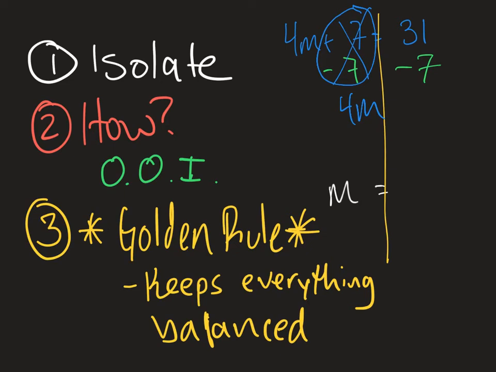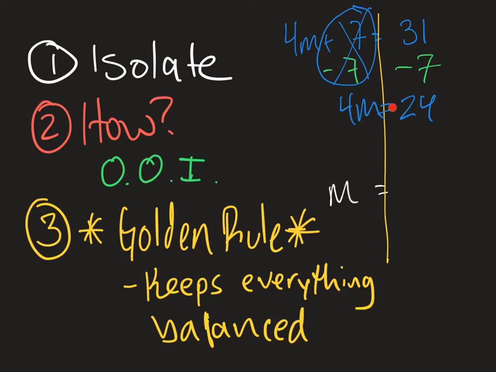4 times m plus 7 minus 7 is just equal to 4m. And now I'm left with 4m is equal to 24, which is 31 minus 7. I do my process all over again. I'm going to isolate because I still have something surrounding m. I'm going to isolate by using opposite operations, and then I'm going to make sure I use the golden rule to help me get to that isolated answer.